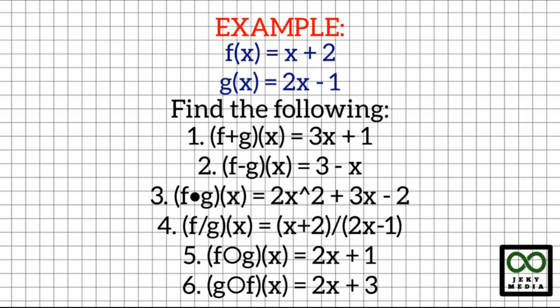Now, we have all the answers to the problem. The sum of the functions is 3x plus 1. The difference of the functions is 3 minus x. The product is 2x squared plus 3x minus 2. The quotient is x plus 2 over 2x minus 1. The composite function f of g of x is 2x plus 1. g of f of x is 2x plus 3.